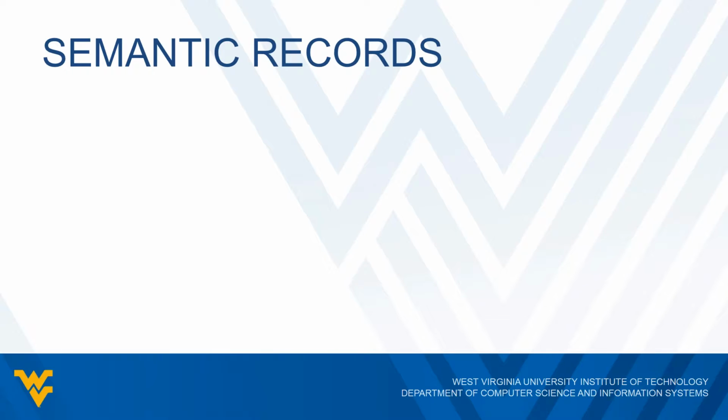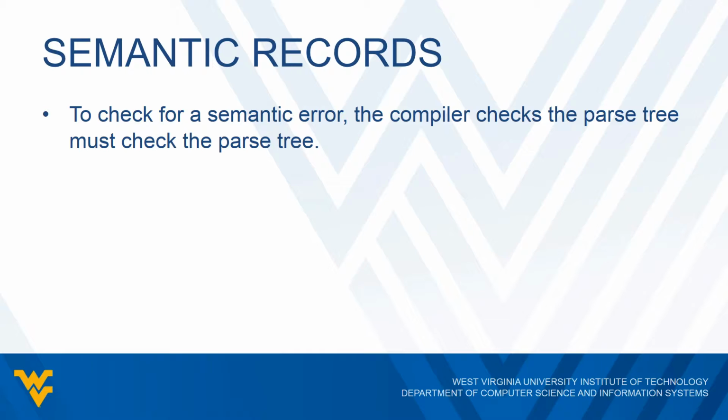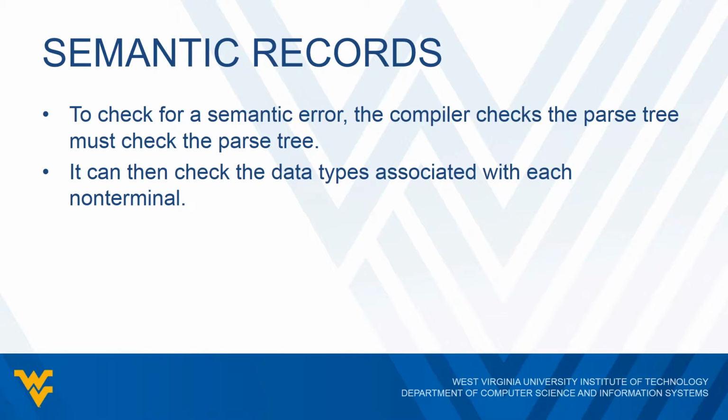So what we saw with that example is if we're going to check the meaning, we need to check the data types that are associated with the statements. So if we're going to check for a semantic error, then the compiler must first look at the parse tree just to see whether there is a branch that looks like that particular statement. So it has to check that the branch does exist. And if there is such a branch, then the compiler must examine the data types of the parts of that branch just to make sure that they actually make sense.